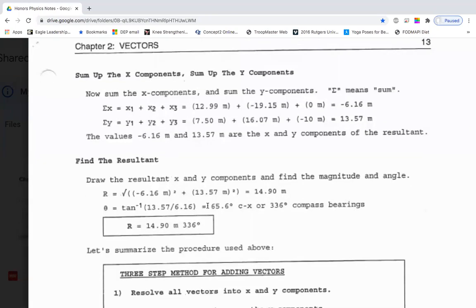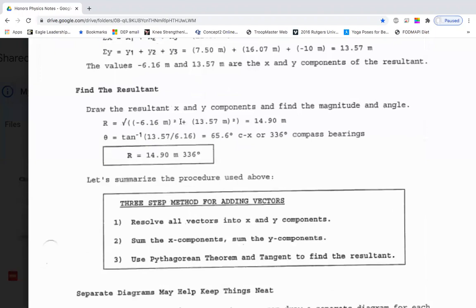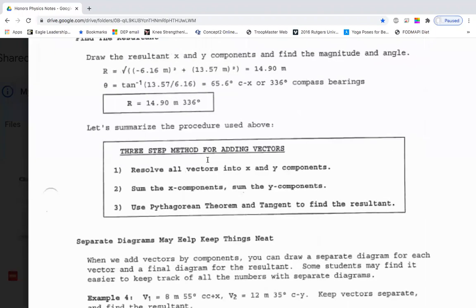And here we have a summary of how to do all this. You break up the vectors into x and y components, and then it's showing you the math. You add up your x's, you add up your y's, and here's the math showing us how to do that. And then you find the resultant using the Pythagorean theorem. It's all laid out right here if you want to open up these notes and take a look.